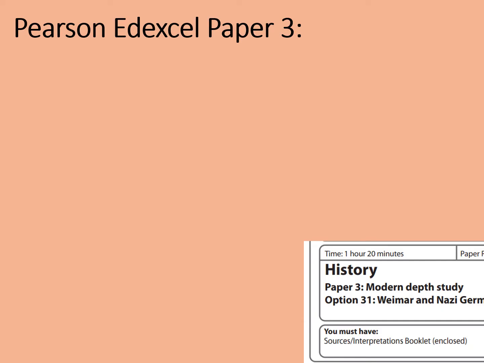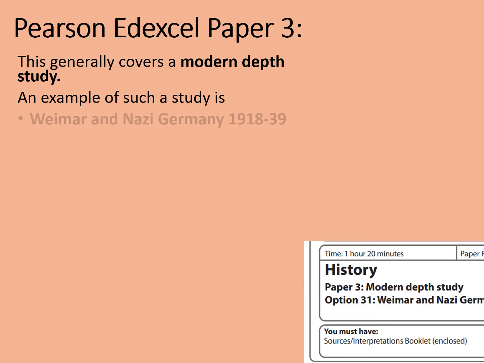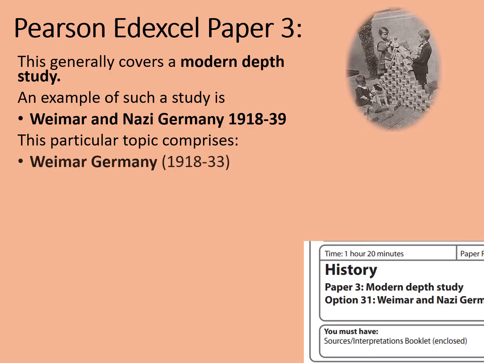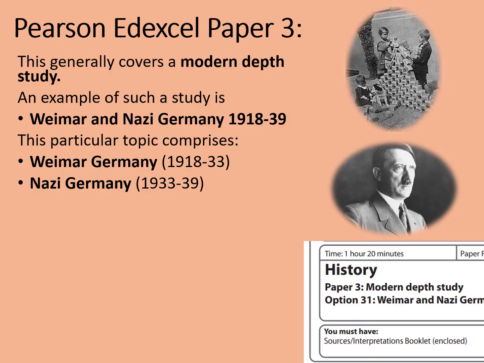Here's a reminder about what the Pearson Edexcel Paper 3 is all about. This paper generally covers a modern depth study. An example of such a study is Weimar and Nazi Germany 1918 to 1939. This particular topic comprises Weimar Germany 1918 to 1933 and Nazi Germany 1933 to 1939.